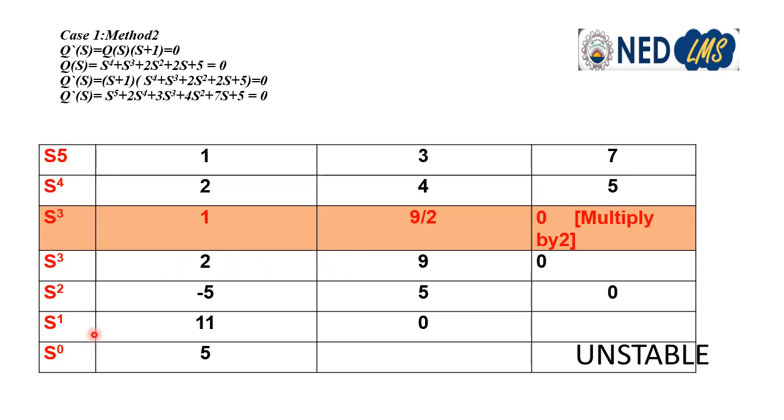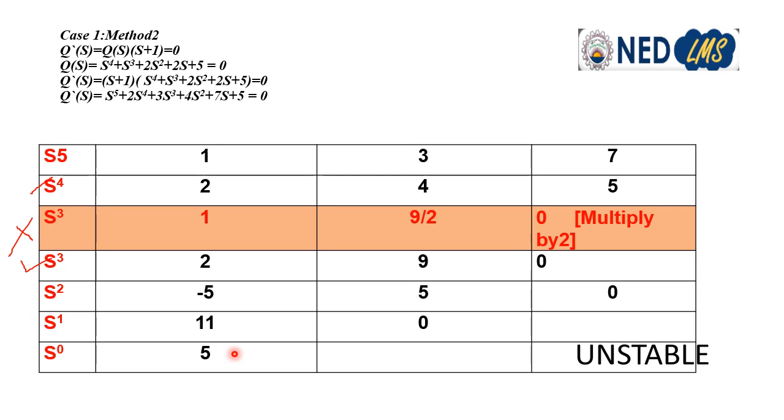Now we will use this s raised to the power 4 and this s cube row, and we will not consider this one. We will ignore this highlighted row. Now we continue the table in the usual manner. We have 2 multiplied by 4 minus 9 multiplied by 2 upon 2 is minus 5, and then 2 multiplied by 5 minus 2 multiplied by 0 upon 2 is equal to 5. Then minus 5 multiplied by 9 minus 5 multiplied by 2 upon minus 5 is 11, and the last value here is 5. So again we can see easily here that there are two sign changes in the first column.